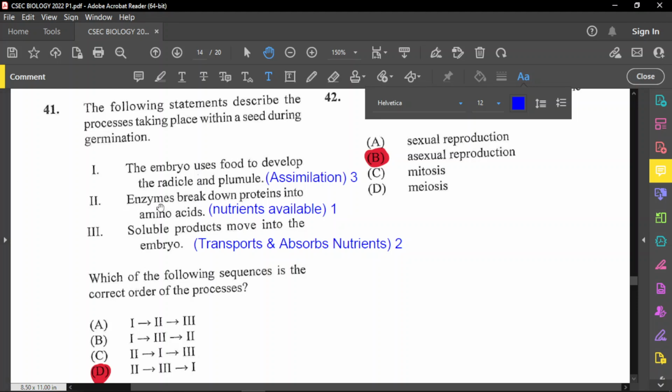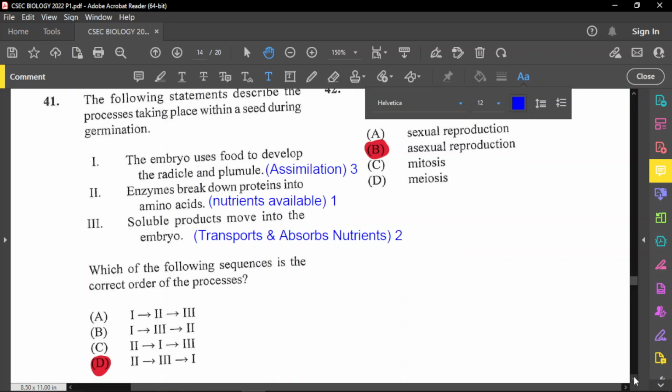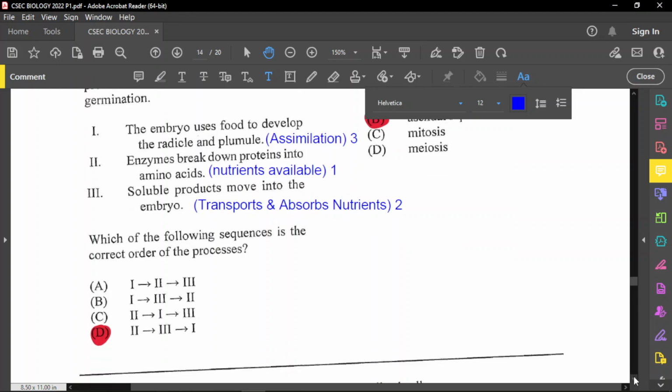Then once the nutrients are broken down, the nutrients coming from carbohydrates and protein, which are insoluble, become more soluble, and they can move into the embryo. This is because of transport of the absorbed nutrients. So you make the nutrients available, then you transport them, and then they are absorbed. And then the final thing here, the embryo uses the nutrients to develop the radicle and plumule. Once you see the radicle and plumule, then visible germination begins. I would say that D will be your correct answer. So it'll be 2, 3, and then 1.